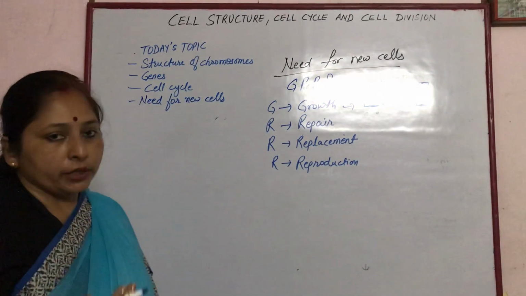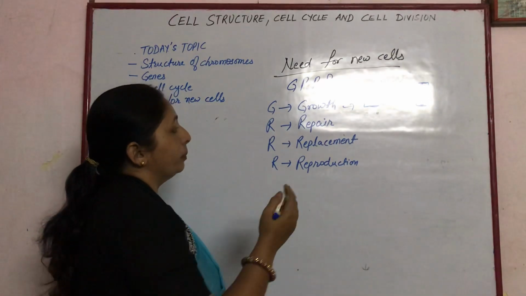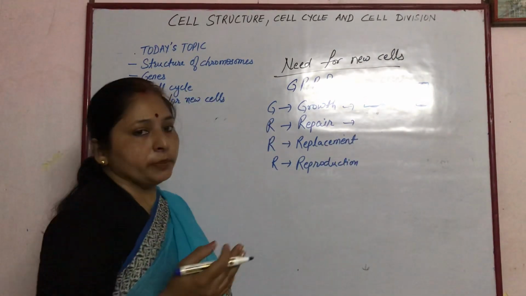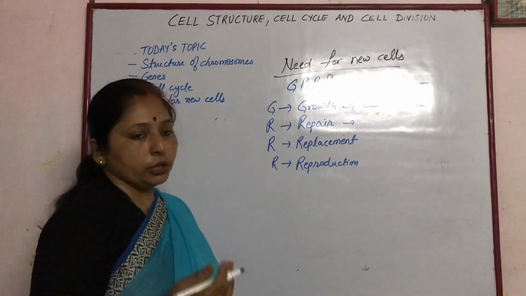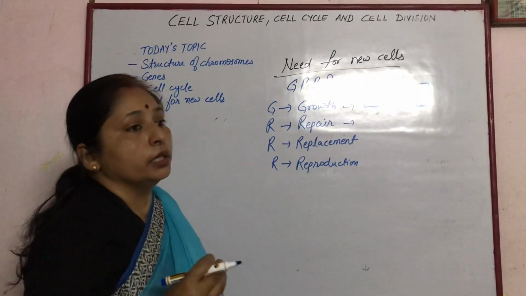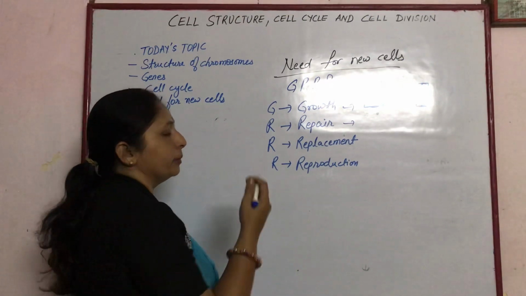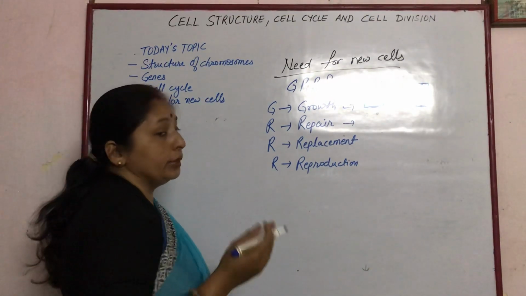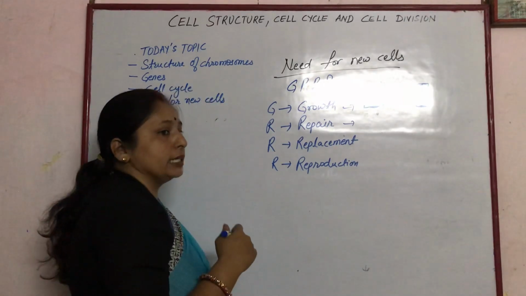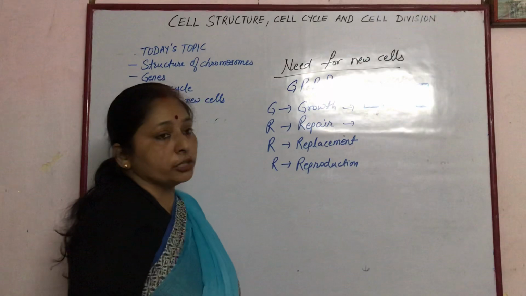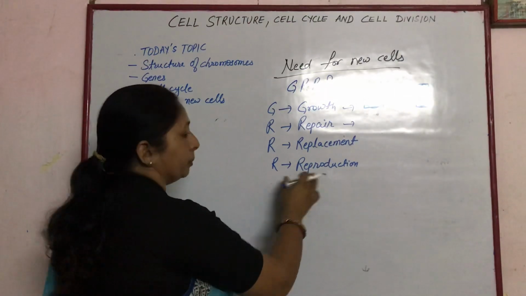So for the growth of an organism, division is required, and it is mitotic division for growth. Then repair: the wear and tear process continues in the life cycle of all organisms, so to repair the damaged cells, the formation of new cells or cell division is required. Dead cells and tissues are replaced by new cells. Then reproduction, the formation of sperm, egg and ova, also requires the formation of new cells.